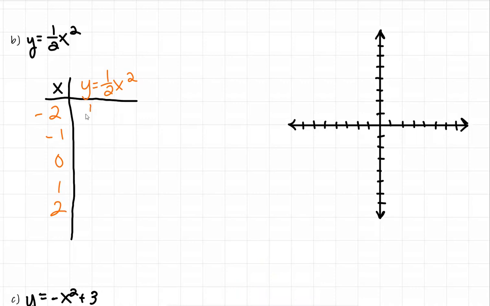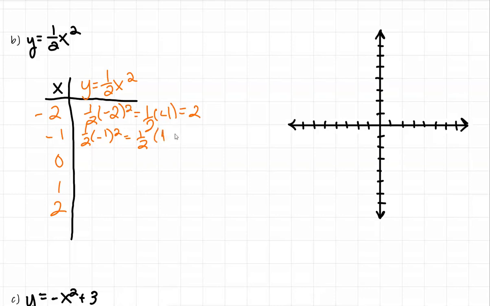So here for this one, 1/2 of -2 squared. That's going to be 1/2 of 4, which is 2. Same idea here, 1/2 of -1 squared. That's going to be 1/2 of 1. Oh, I don't know what it did. Sorry guys, give me a second. There we go. Sorry about that. Oh, no, I need to click on my pen.